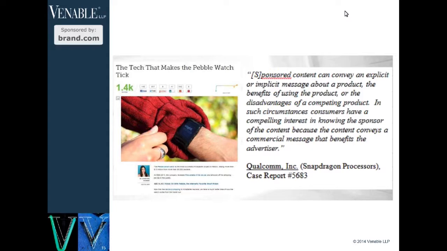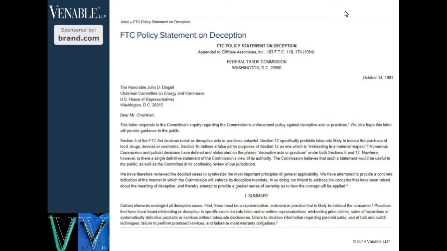The first case that it looked at involved Qualcomm, a maker of computer processors. Qualcomm placed in Mashable a series of articles that looked at cool stuff that powered other devices. The articles didn't talk about computer processors, didn't talk about any product that Qualcomm specifically made. But what the NAD said is, if the story talks about a product, its benefits, or a competing product, even if it's in sort of that range of products, there's a need to disclose that the advertiser promoted the content. And why? They said consumers have a compelling interest to know the sponsor of the content when the content conveys a commercial message that benefits the advertisers.